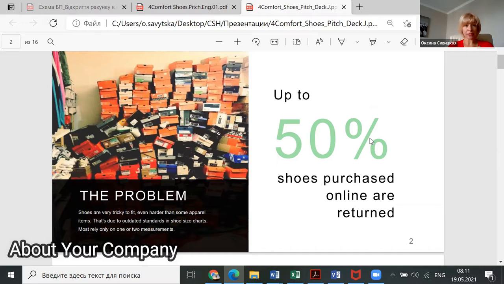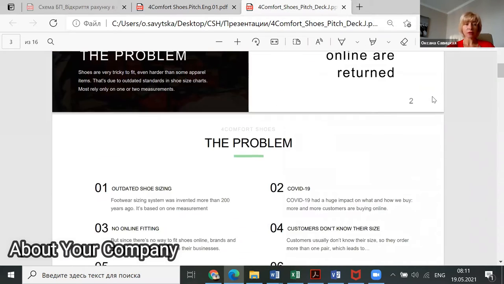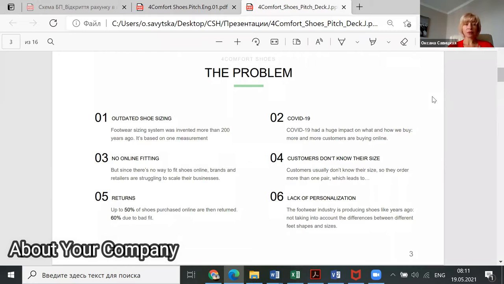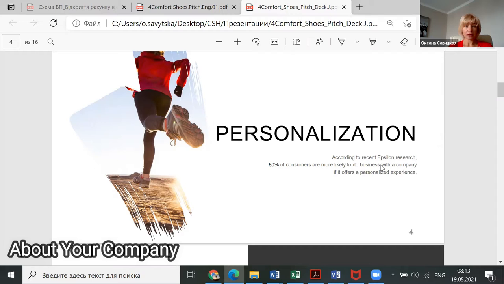The biggest problem in the footwear industry is returns. Up to 15% of shoes purchased online are returned, and the main problem is outdated shoe sizing, because it was invented more than 200 years ago. The footwear industry doesn't use personalization for each customer.